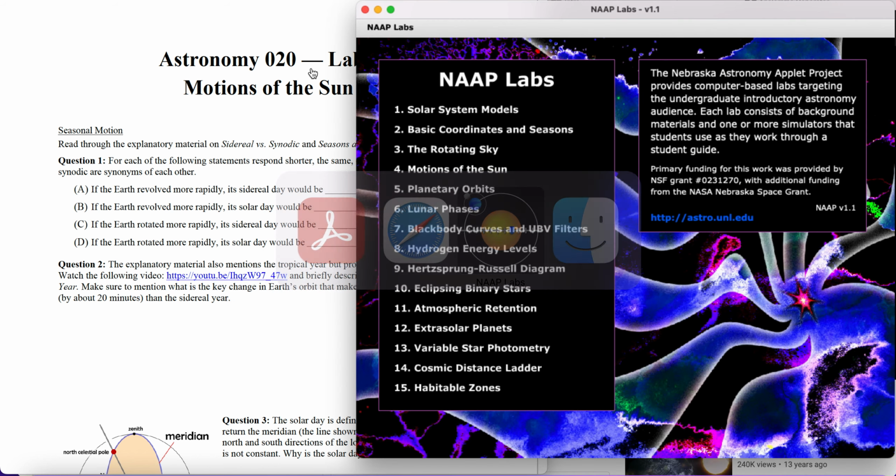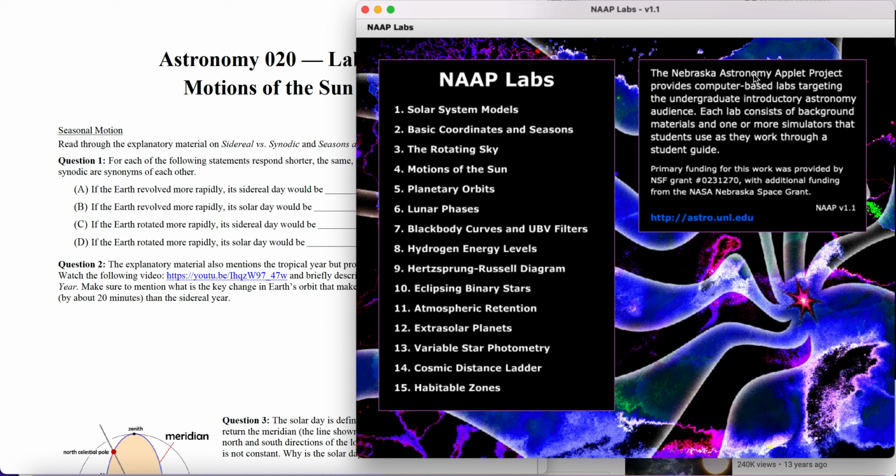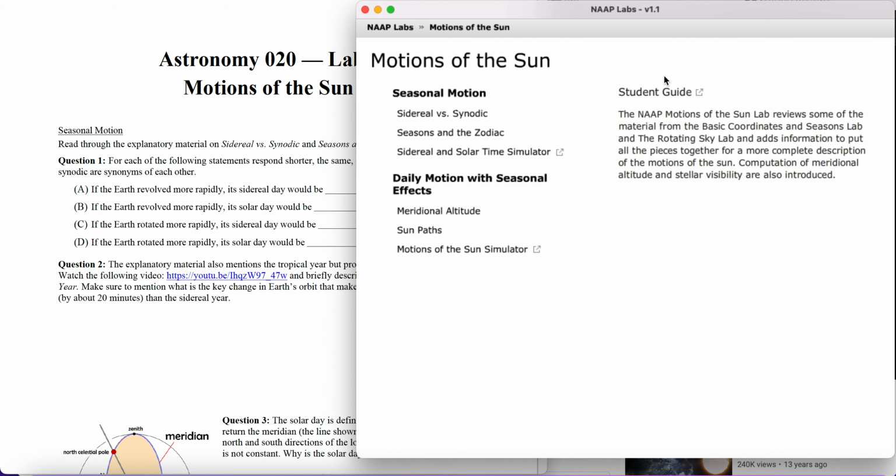Now, this lab is primarily based on the Nebraska Astronomy Applet project, one of their simulations, and that is called Motions of the Sun. And here's the student guide, and you can see some upfront similarities, but I have very much made this particular lab my own. I have added some links, I've added some questions, and further exploration.